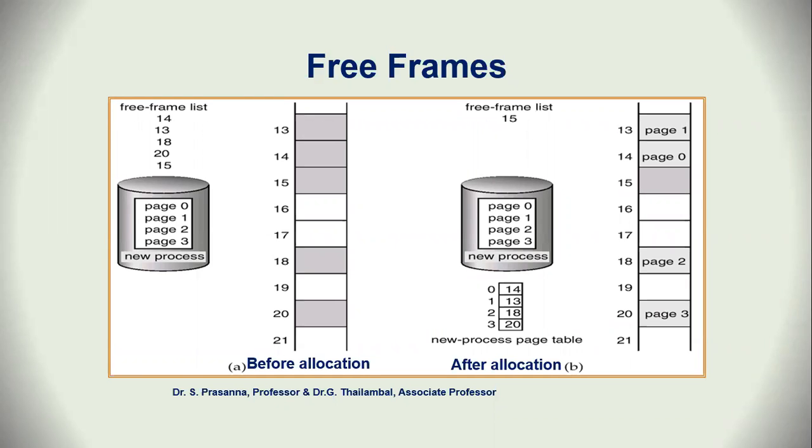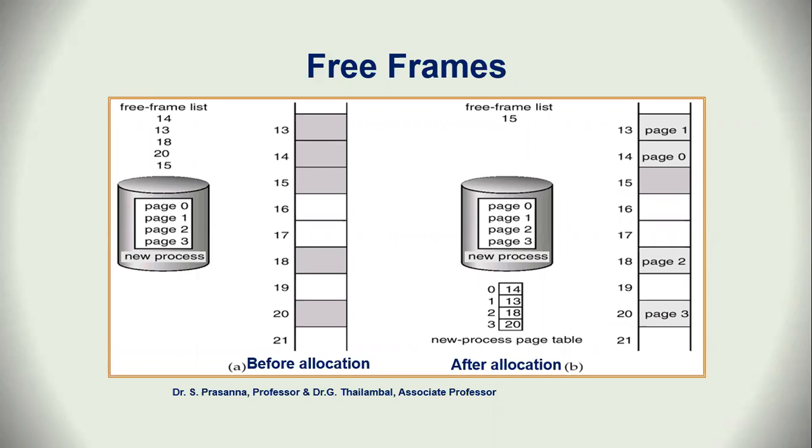Free frames. So what are free frames? Before allocation, the memory will have the free frames that are available for allocation. The free frame list is 14, 13, 18, 20, and 15. And a new process with pages 0, 1, 2, 3 needs to be stored.